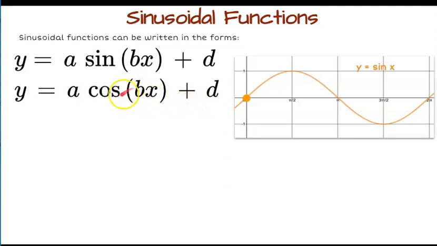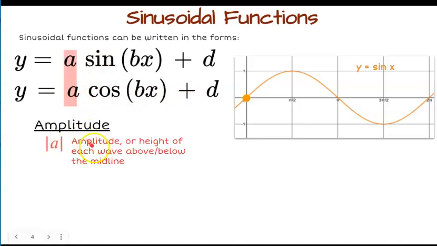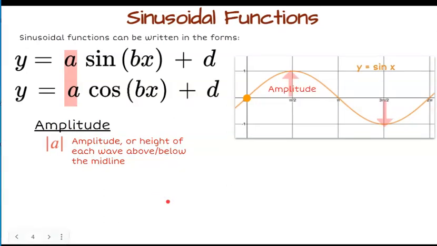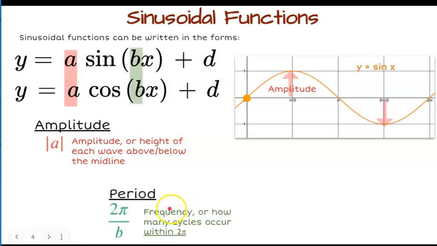Their only difference is the function itself. So in this equation, a represents the amplitude, or the height of each wave above or below the midline, as you can see in this animation. And then b represents the period or the frequency, or how many cycles occur within 2 pi.